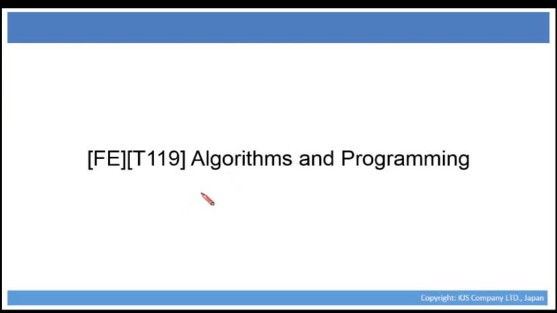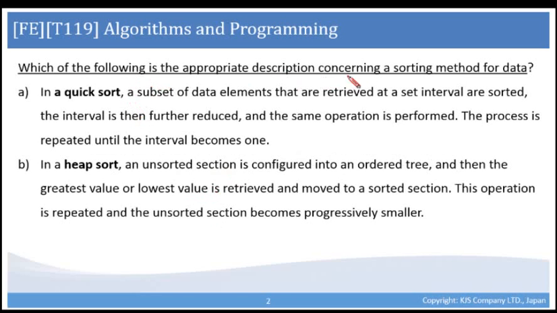This is T119, Algorithms and Programming. Which of the following is an appropriate description concerning a sorting method for data? A: In a quicksort, a subset of data elements that is retrieved at a set interval are sorted. The interval is then further reduced, and the same operation is performed. This process is repeated until the interval becomes 1.